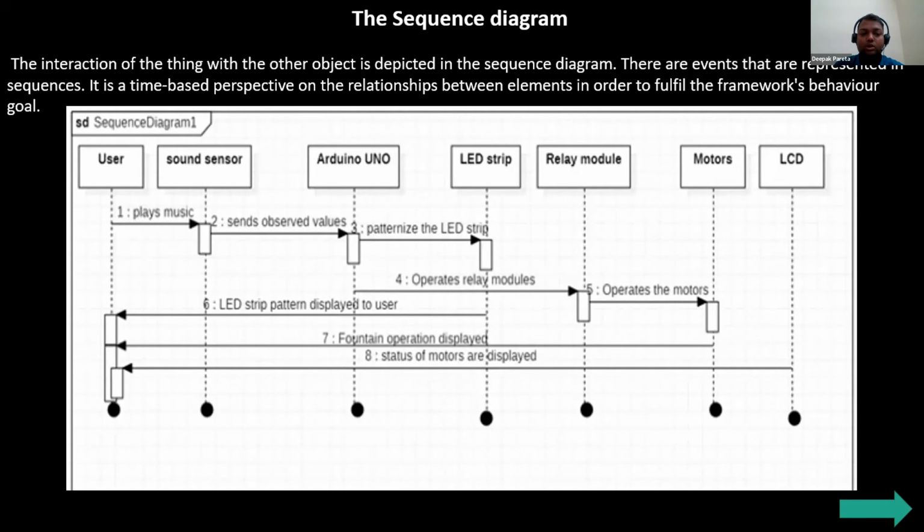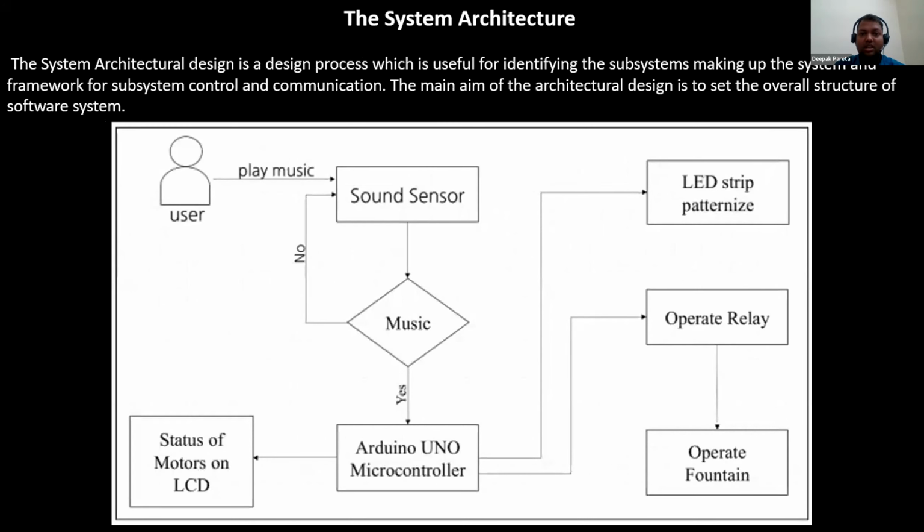Then all this data goes back to the LCD screen that is shown to the user again. This was our system architecture: the user is playing some music, detected by the sound sensor. Then it checks if the music is playing; if it is, it proceeds further, and if not, it just goes back. Then it goes to the Arduino Uno controller. It shows the status on the LCD screen, and it also controls the LED strips. It operates the relay, which further operates the submersible motors.